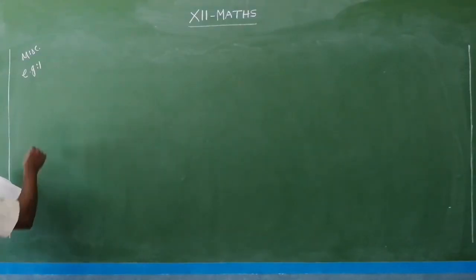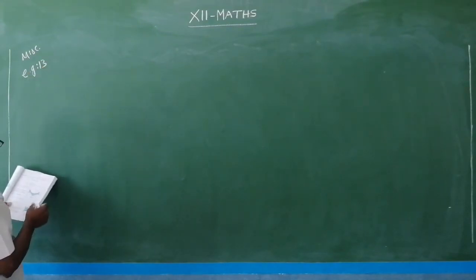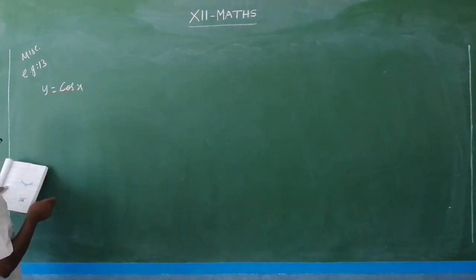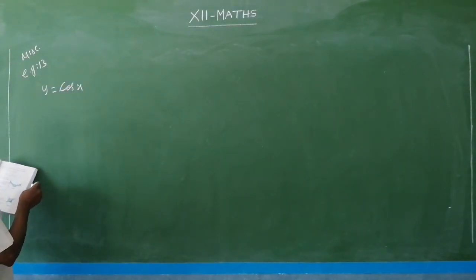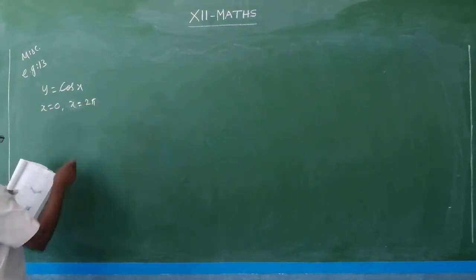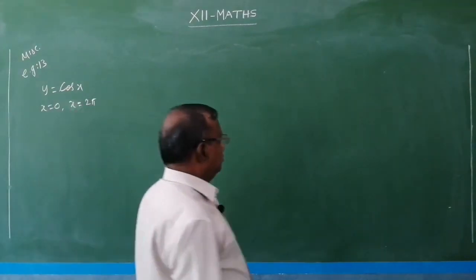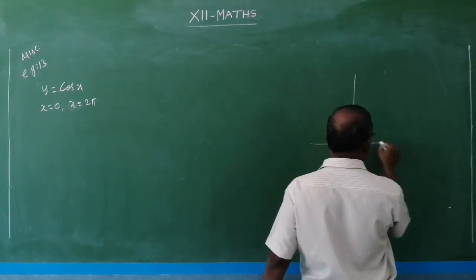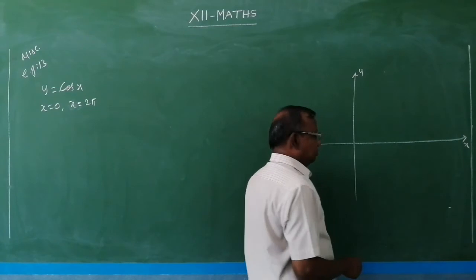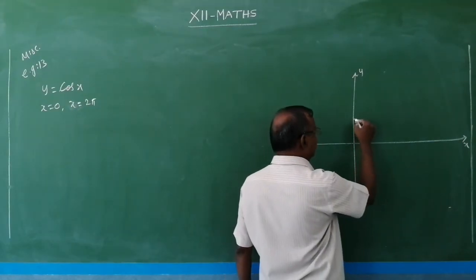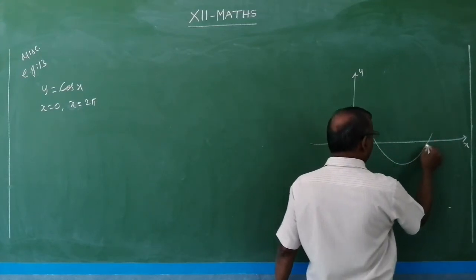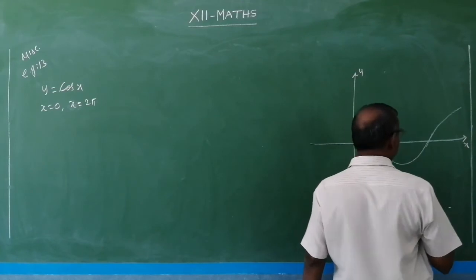Next example 13. Find the area bounded by the curve y equal to cos x, x equal to 0 and x equal to 2 pi. We have done sin x already. We know the graph of cos x. Cos 0 equal to 1. Cos pi by 2 is 0, and again cos 3 pi by 2 is 0, and cos 2 pi equal to 1.